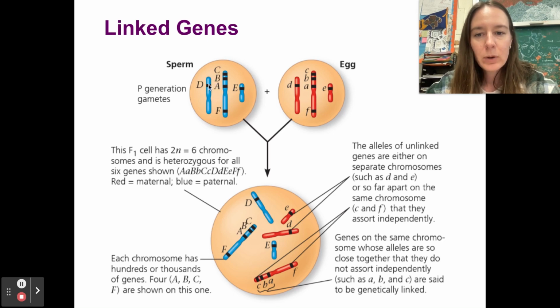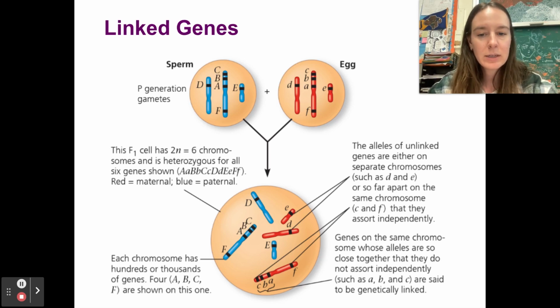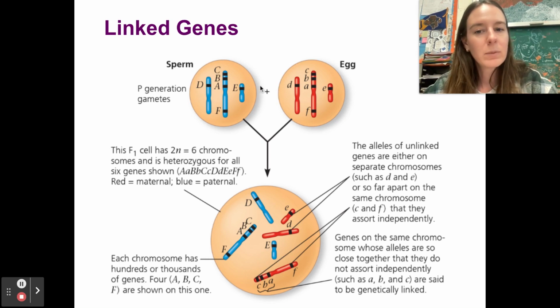Now on this chromosome, we have a gene D, just one gene here for the sake of this picture. On this chromosome, we have 4 different genes. On this chromosome, we have gene E. The genes that are on different chromosomes are not linked, and we call them assorting independently. We'll look at meiosis in a second, and we'll see that when these chromosomes go through meiosis, they're going to separate from the other chromosomes.